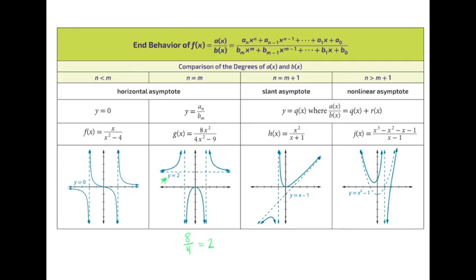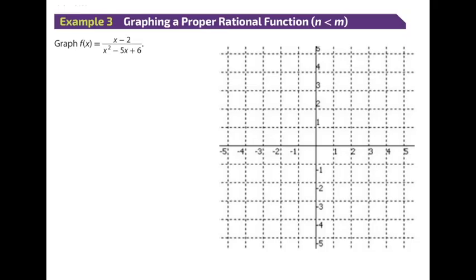All right, so let's look at this example here. First we're going to graph a proper one. Think of it as a proper fraction versus an improper fraction. A proper fraction is where it's larger on the bottom than the top. So for this, I want to find vertical asymptotes, holes, and then I want to decide what's happening with my horizontal based on those shortcuts.